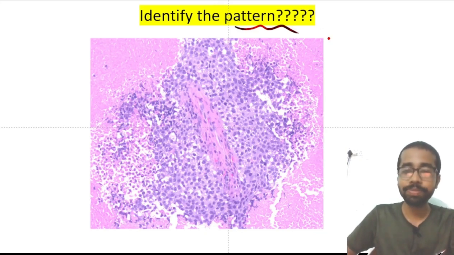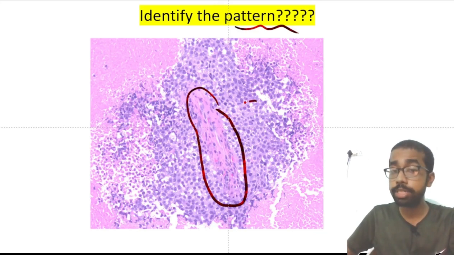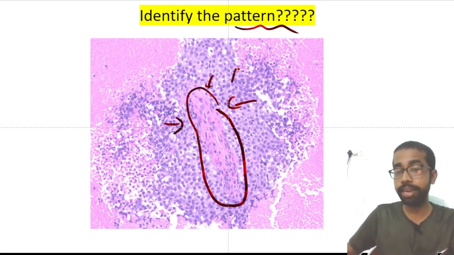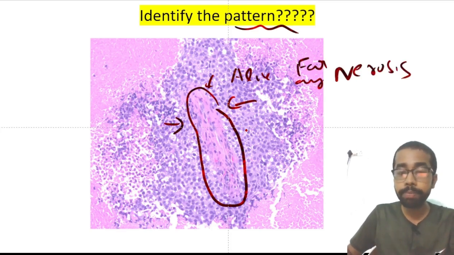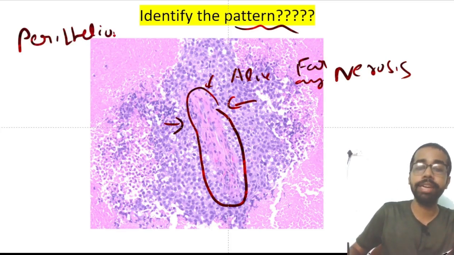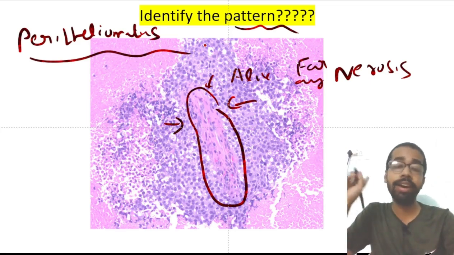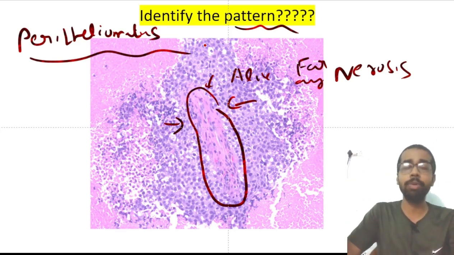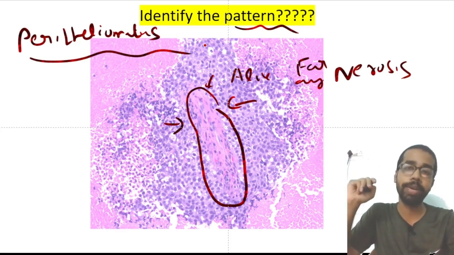What about this pattern? Any idea? See, this is a vessel. Here a vessel is there, and the tumor which is close to the vessel is alive. But the one which is far away has died and undergone necrosis. Now, this pattern is also referred to as the peritheliomatous pattern, right? Tumors surrounding the vessels are intact, while the tumors far away have undergone necrosis. Any high-grade neoplasm which has outgrown the blood supply can give this peritheliomatous pattern.